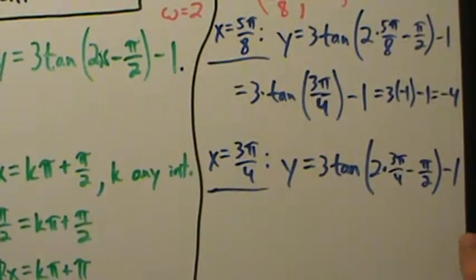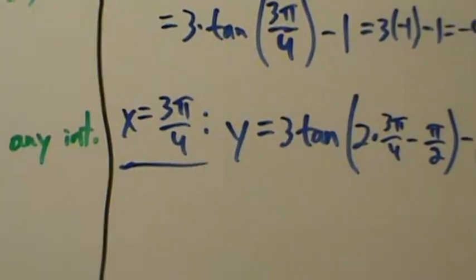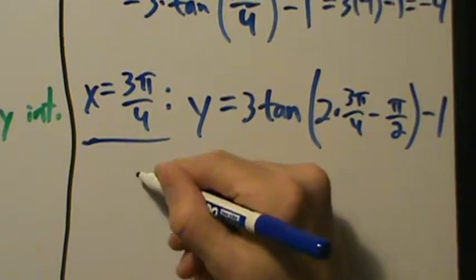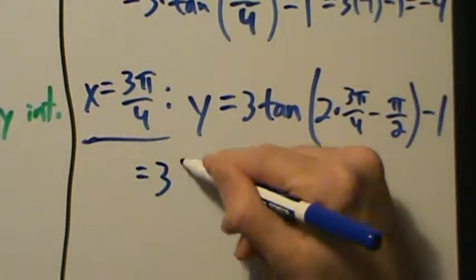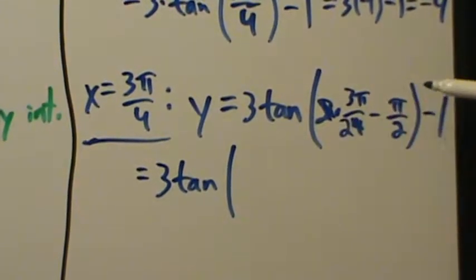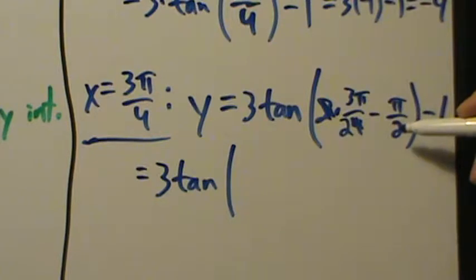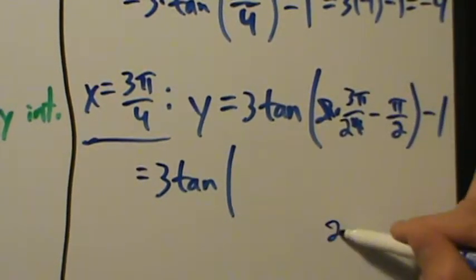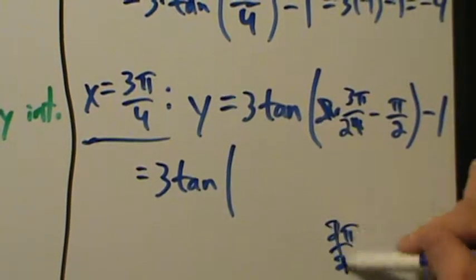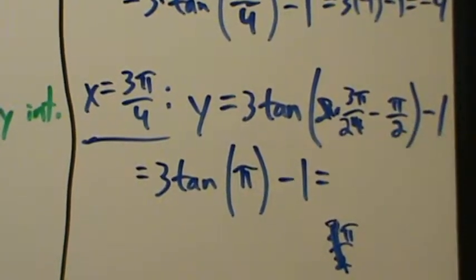Now, this one's actually a little bit easier to simplify, so let's zoom in a little also. So then this equals 3 times the tangent of what? Well, 2 goes into 4 2 times, so what we have is 3 pi over 2 minus 1 pi over 2, which is 2 pi over 2. 2 pi over 2 simplifies to just pi, so it's just tangent of pi in here. That's good. Then we have a minus 1.